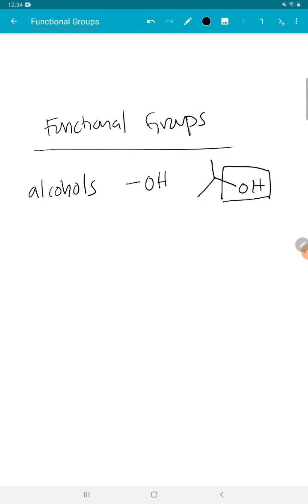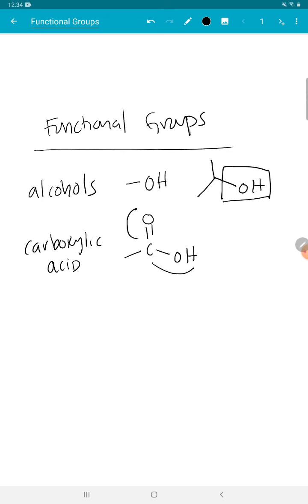The next functional group looks like it's an alcohol, but it's not. It's a carboxylic acid. So the carboxylic acid has a carbon that's bound to an OH and double bound to an oxygen. Okay, so again, you might first say, oh, this is an alcohol functional group, but you must look to make sure that the carbon that the alcohol is bound to is not doubly bound to an oxygen molecule, because then that would make that a carboxylic acid molecule.